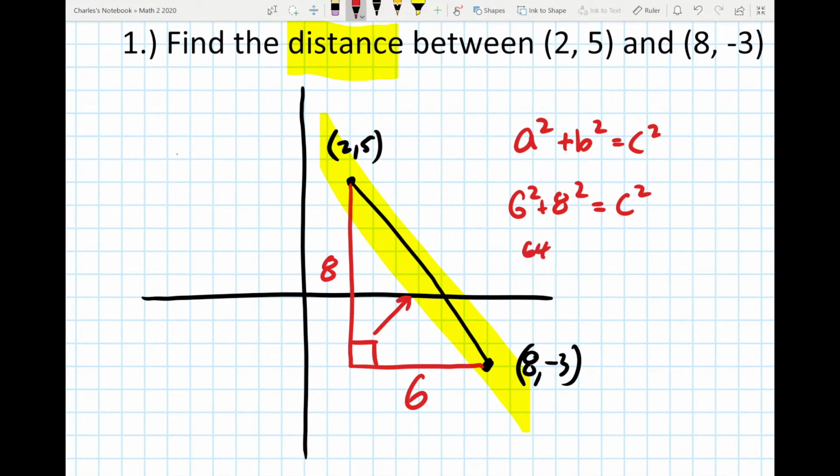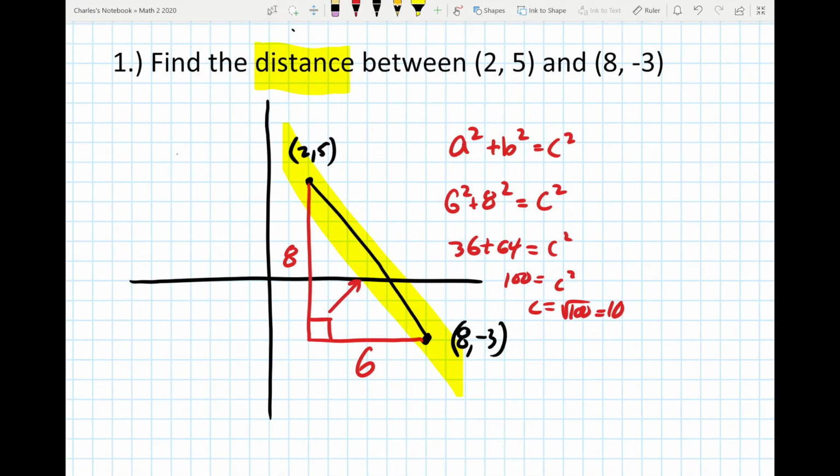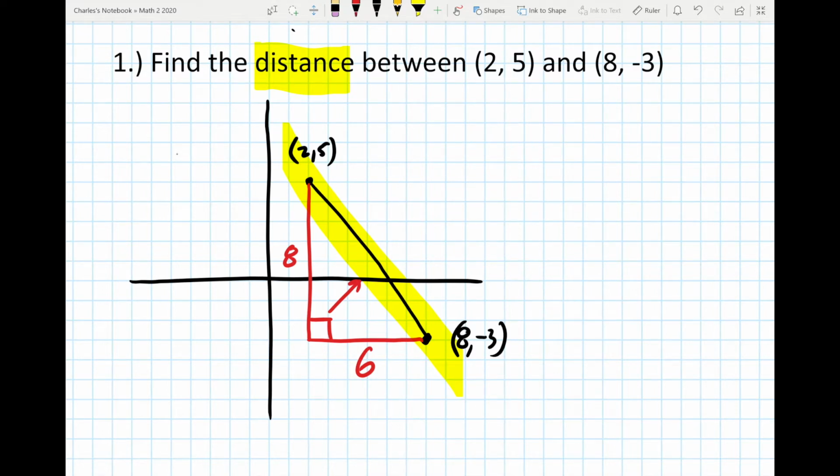And I get 36 plus 64 is equal to c squared. That is 100. And so c is going to equal the square root of 100, which is 10. And so now I know that this is 10 right here.